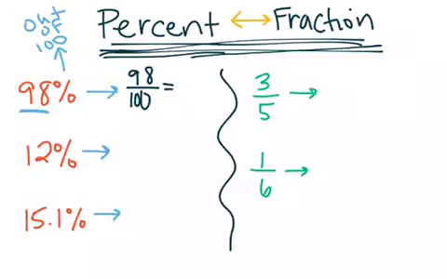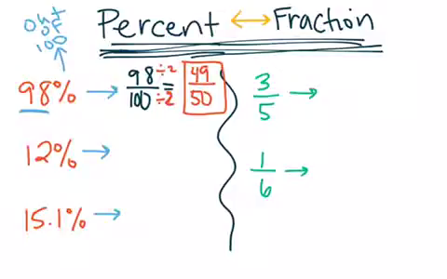Now, both of these are even numbers, so we are going to have to simplify this fraction into its simplest form. This 98 over 100 is not technically your final answer. So let's go ahead and simplify that answer. So we can divide both numbers by 2 because they're even, and that would get us 49 over 50. And this would be our final fraction answer. So 98% is equal to 49/50ths, or 98 over 100.